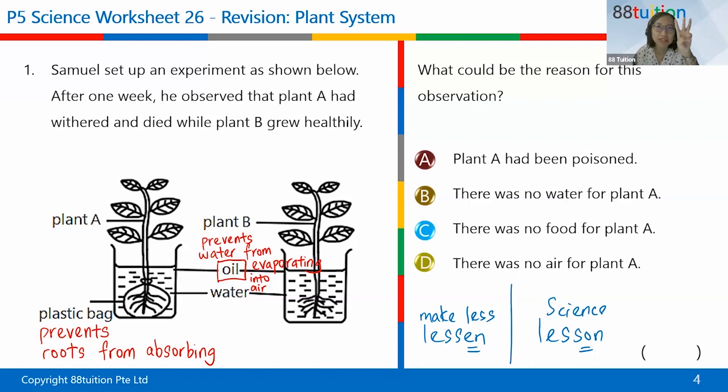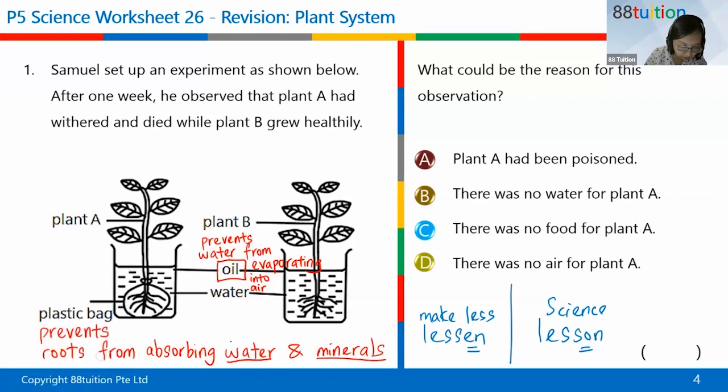Now this W, my fingers are very tired already. Then if I turn it upside down, what letter is that? W upside down will be what letter? M. All right, M. So W stands for water, M stands for minerals. So from absorbing water and minerals, you need to write both. You cannot just write one.